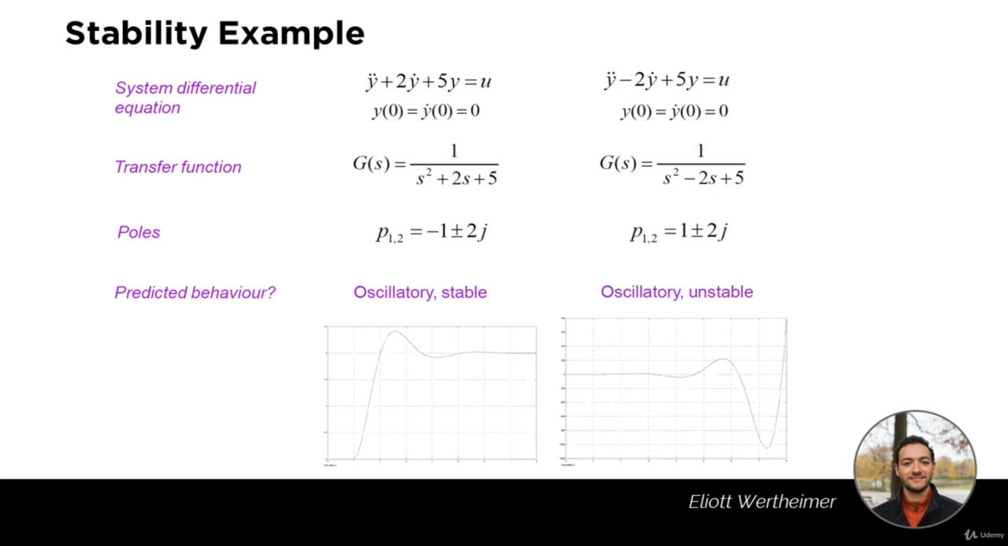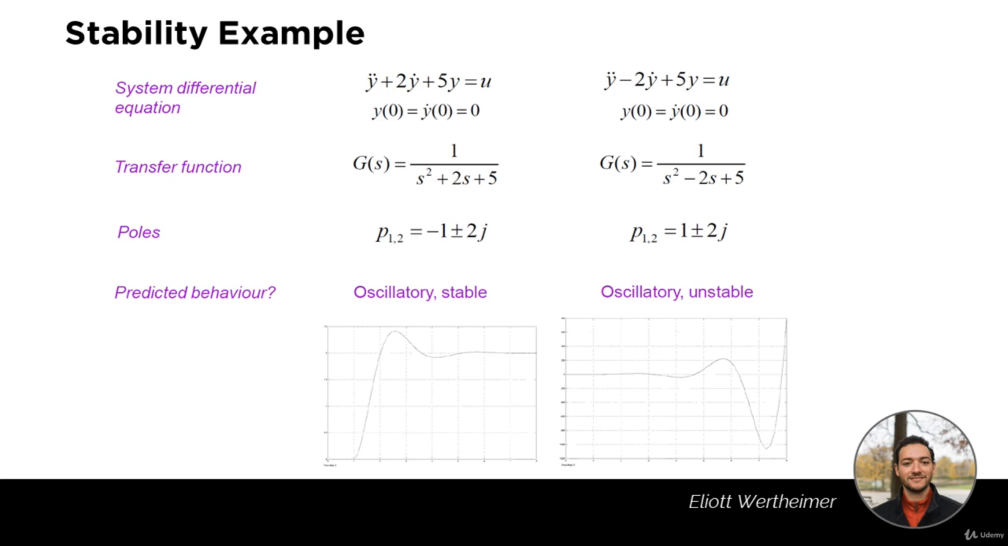In the first case, the transfer function is equal to 1 over s squared plus 2s plus 5, and in the other case, the transfer function is equal to 1 over s squared minus 2s plus 5. So you can easily find the poles of these two equations. On the left side, the two poles are minus 1 plus 2j and minus 1 minus 2j, while on the other side, where in the differential equation you had minus 2 times the derivative of y, the poles are 1 plus 2j and 1 minus 2j.